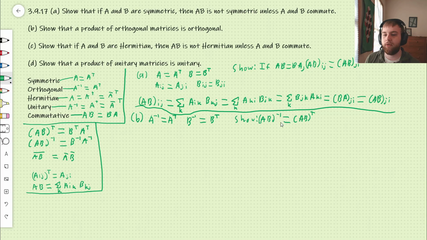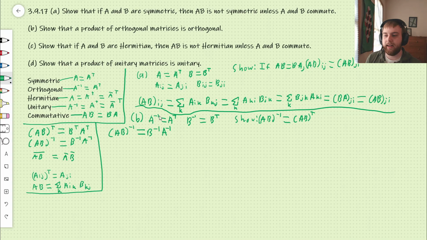Okay, so let's start off with this and see if we can make it to the other side of the equality. So AB inverse, what can we do with this? Well, we can do this here, the second row in the second box. So that means that the inverse of the product is the product of the inverses in the opposite order.